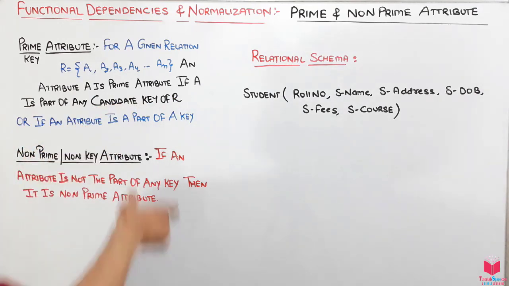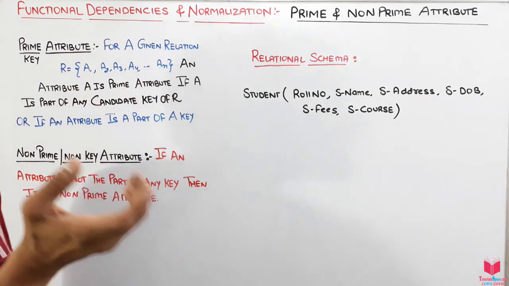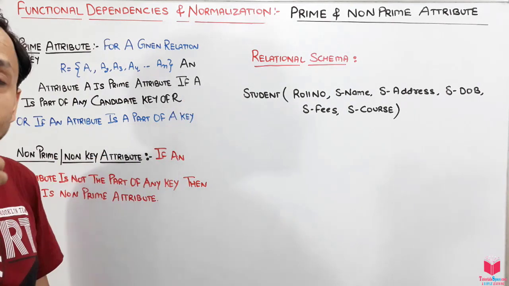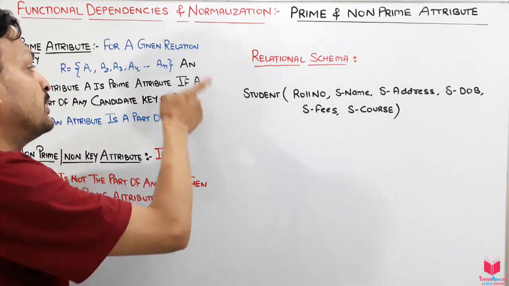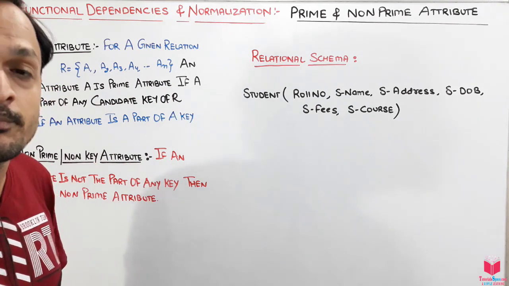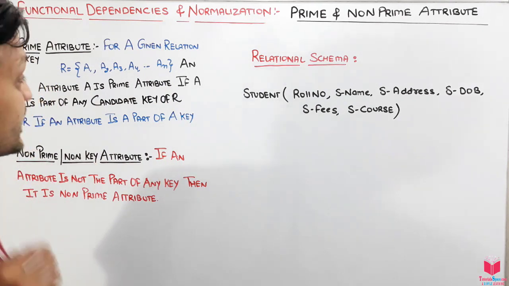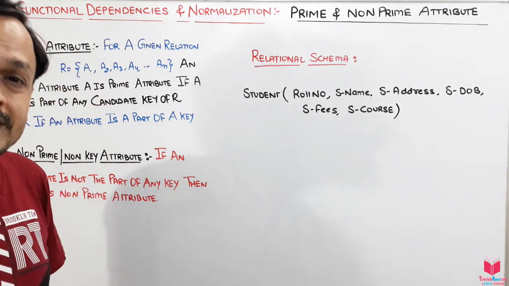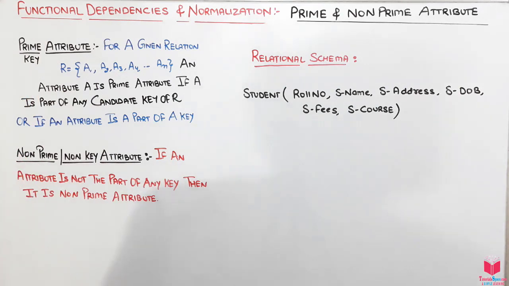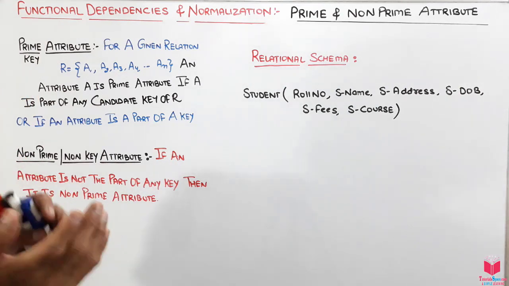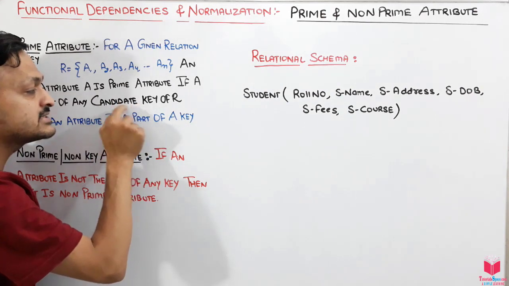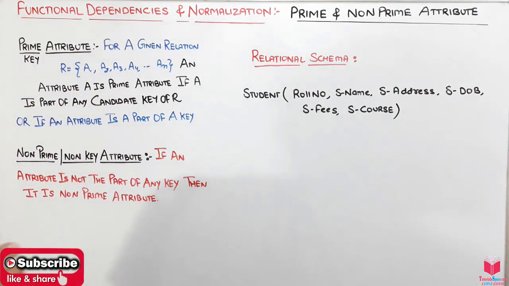That means if we have some candidate keys and we say that A is a prime attribute, it should belong to, or be part of, that candidate key. Then we will say that it is a prime attribute or a key attribute. Why are we saying it's a key attribute? Because it's a part of a key, that is, a candidate key. Okay guys, so clear?